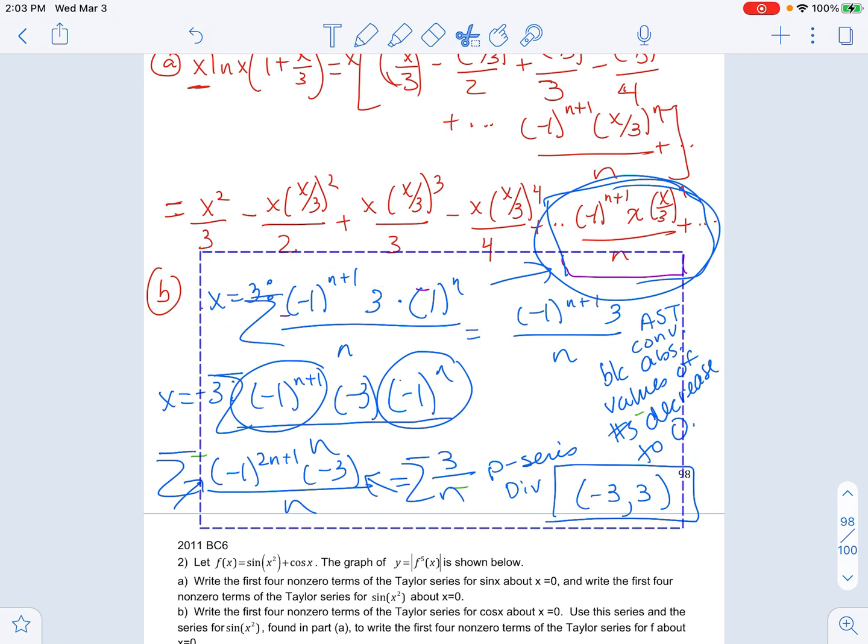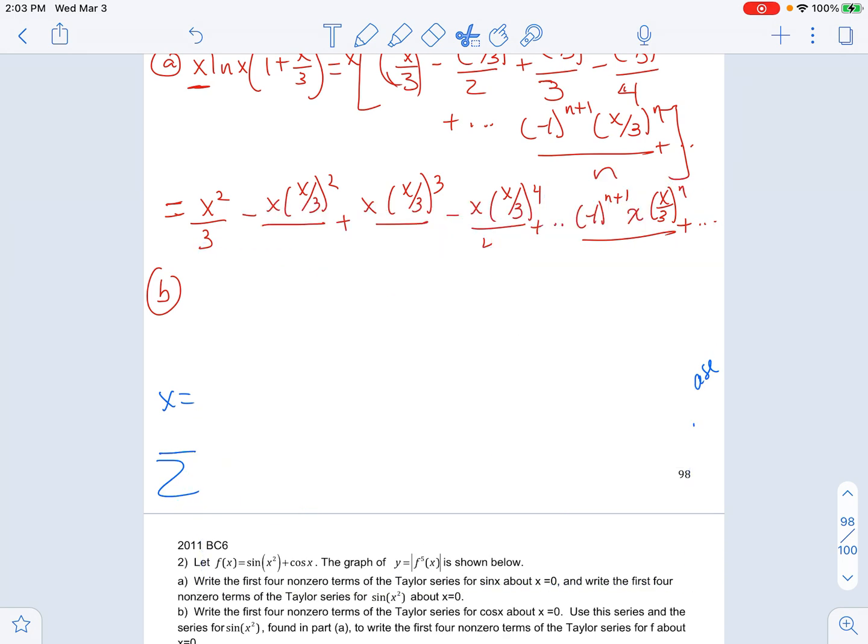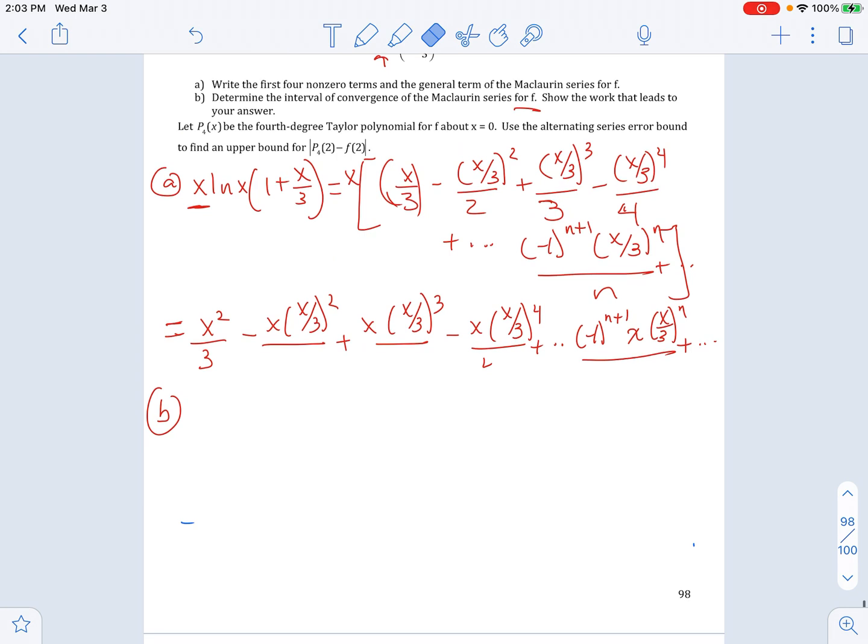Okay, last piece is asking about an error. So let's see what they're telling us. Oops, this should be part C here. There's a 4th degree polynomial for f about x equals 0. So really your 4th degree would be this, right? This is really your 4th degree here because you have x times x cubed. So there's your 4th degree polynomial.